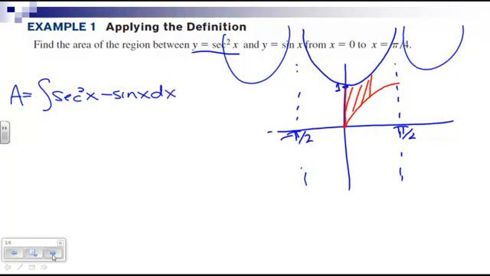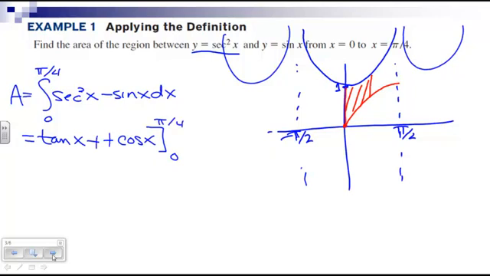Limits of integration? 0 to pi over 4. And let's see what we can do with that. Antiderivative of secant squared: tangent. Antiderivative of sine: negative cosine, I think. I always get those mixed up with the signs. Antiderivative of sine, negative, okay. And then we're going to evaluate this from 0 to pi over 4.